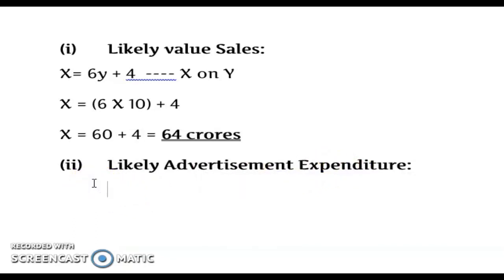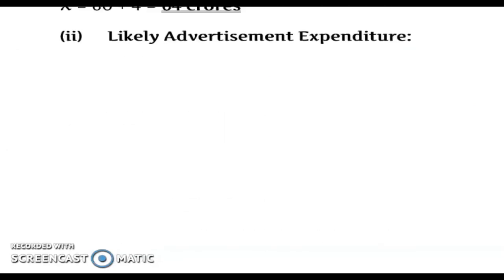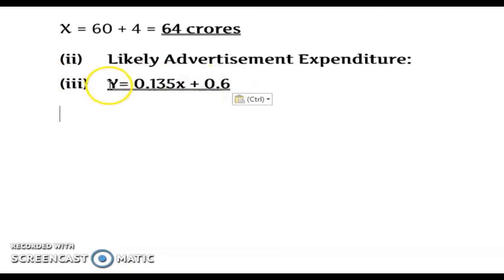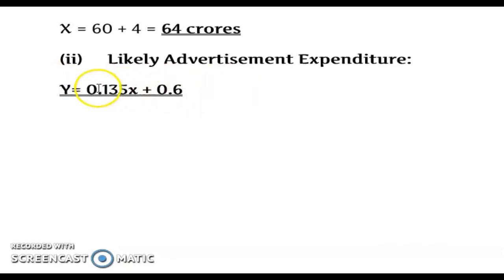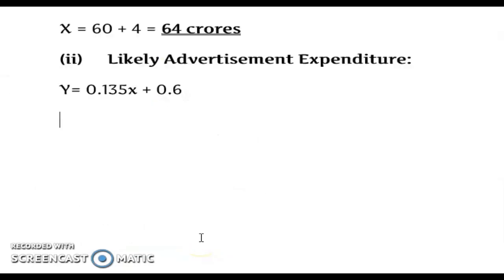For that, we are finding the value of y, so we need to use the y on x equation. What is our y on x equation? The y on x equation is: y is equal to 0.135x plus 0.6. So let us do that now. I'll write the equation. We will be using this equation to find the advertisement expenditure if the anticipated sales is 60 crore. X is 60, they said.